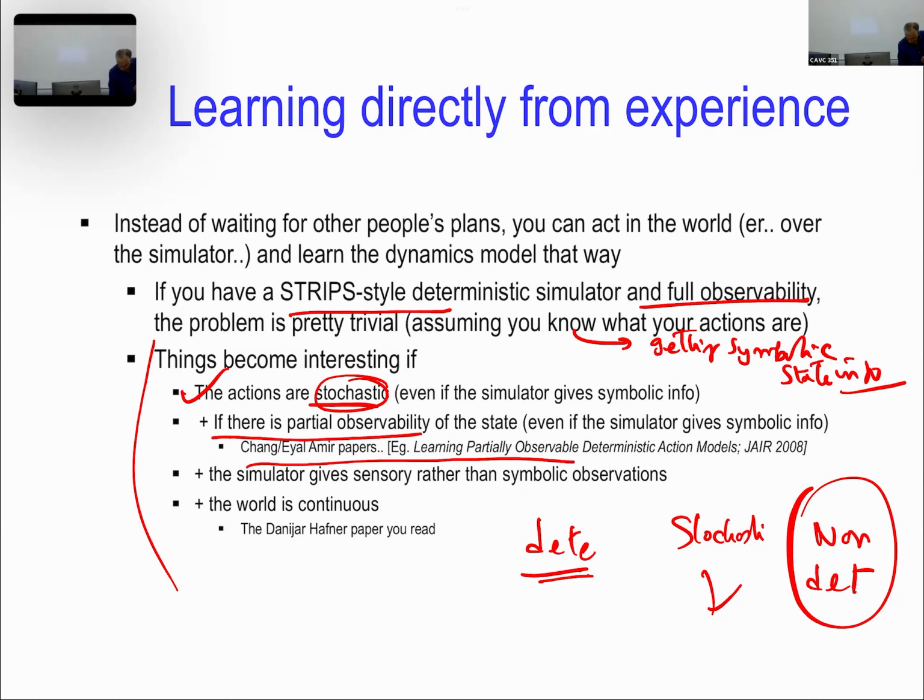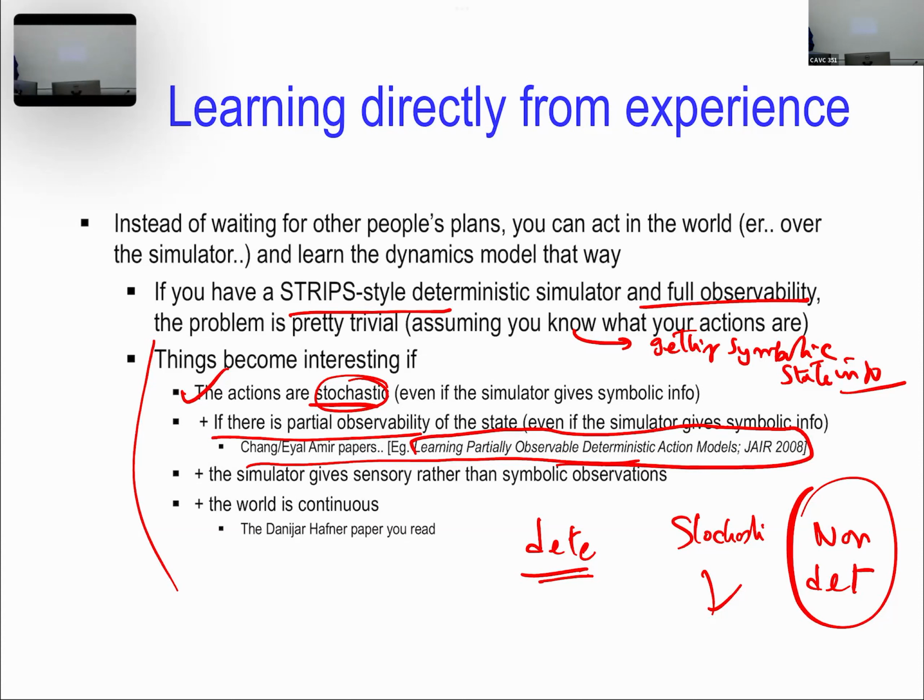Actually, there is work by Chang and Yal. In fact, there's a paper that you can look up called Learning Partially Observable Deterministic Action Models. Notice that partial observability and stochasticity are orthogonal properties. They're not always going together. You don't have to make your life the maximum complex at the same time. So even if you have deterministic and you have partial observability, things become hard. Actually, ARMS is hard because the state is partially observable. In fact, nothing about the state is known.